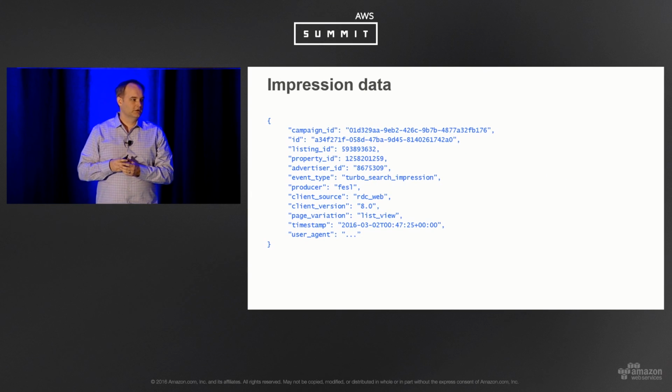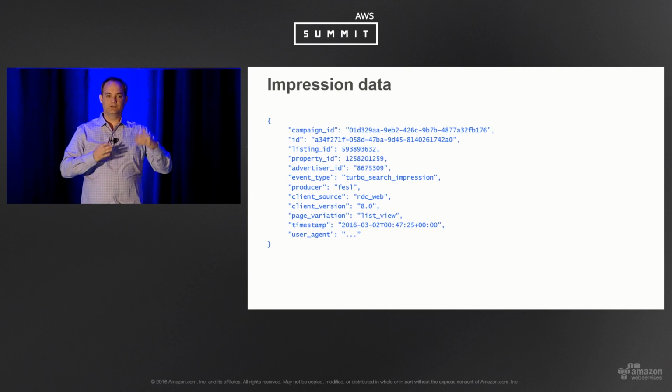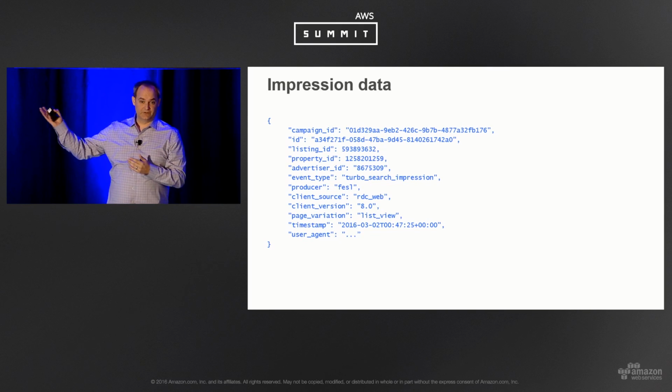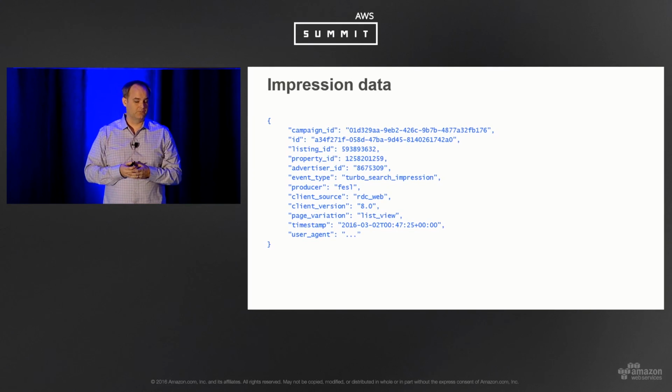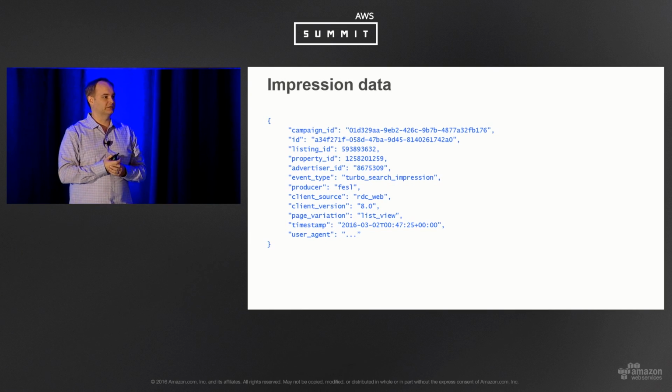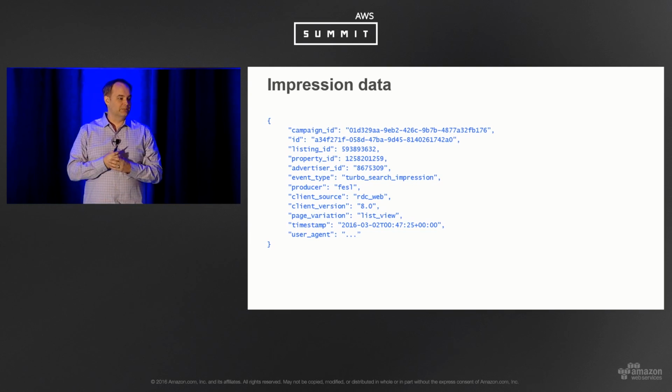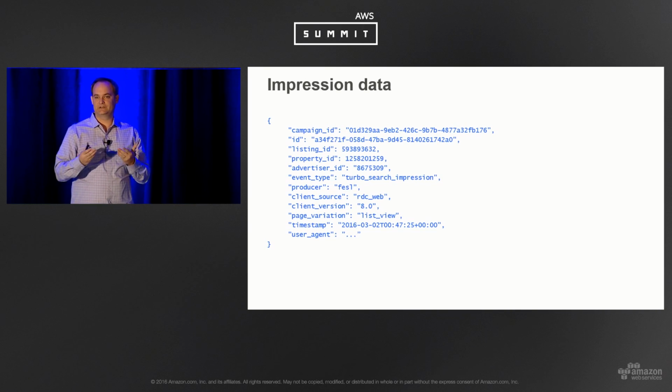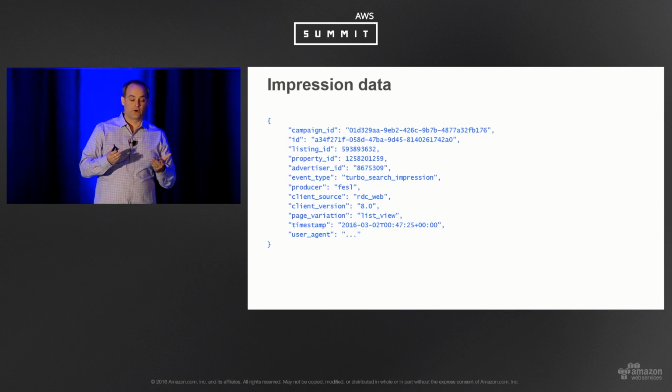Okay? So what about the data itself? The data going into the streams is the impressions data. And this is an example of impressions data, and it's very straightforward and simple. This is what we strive for, simplicity in the data so it can be used in all sorts of flexible ways downstream.